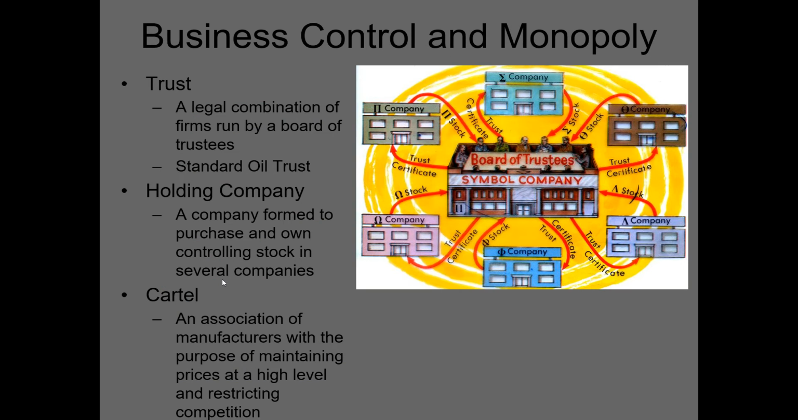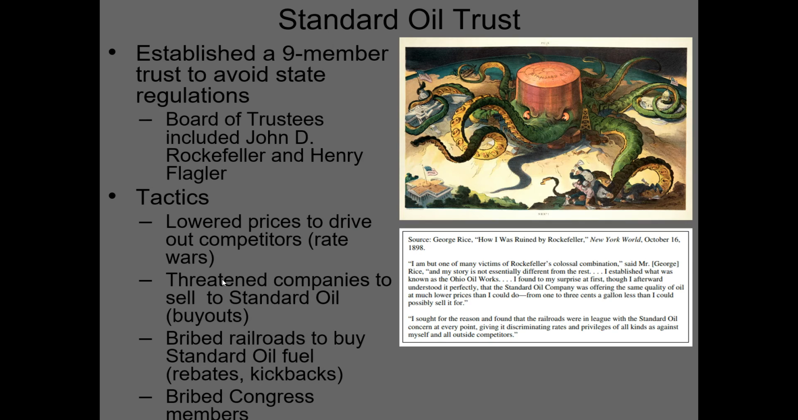So how do you enforce it? Well, the idea was to pass the Sherman Antitrust Act, which should have put a cap on monopolies. However, it wasn't enforced. It was more used to enforce against labor unions. And as these corporations create these trust companies and holding companies, you can see how these companies fall under a board of trustees and one big symbolic company.